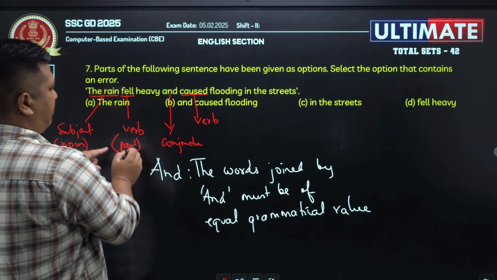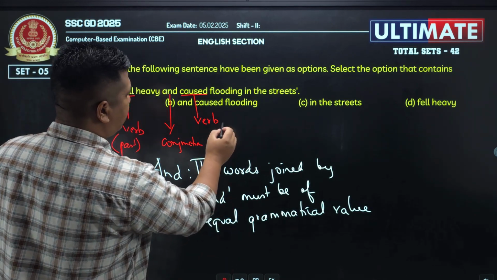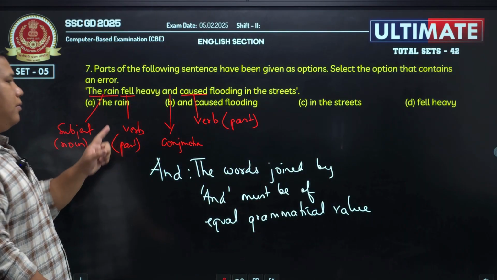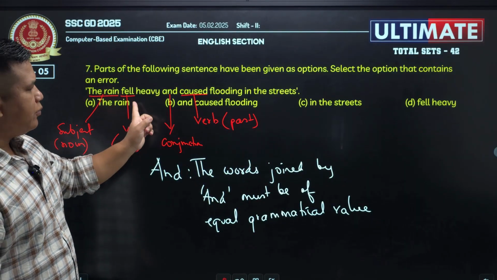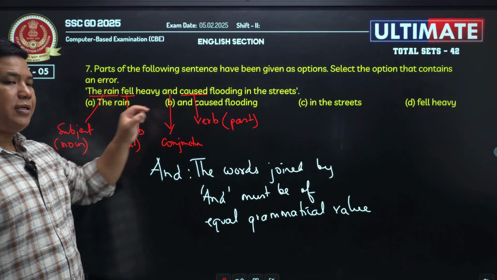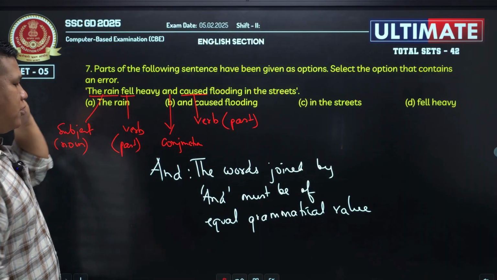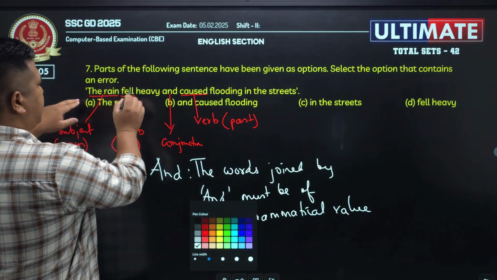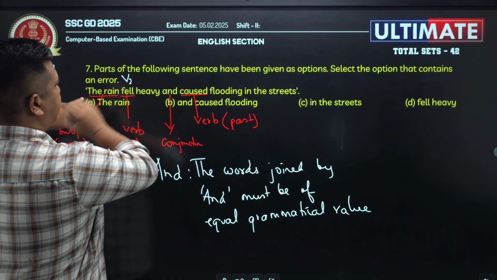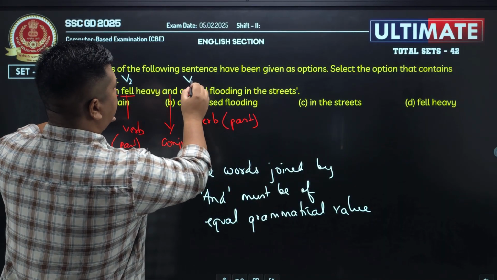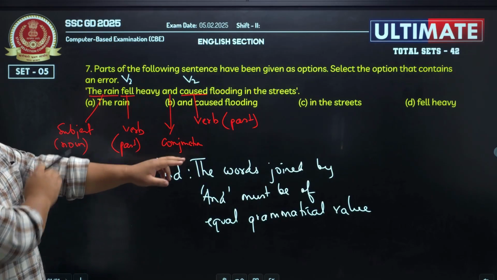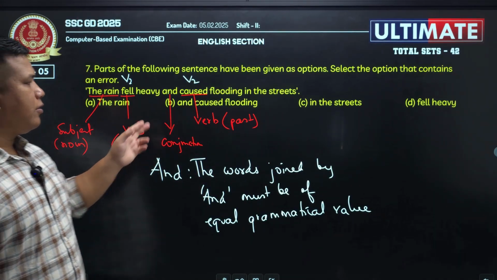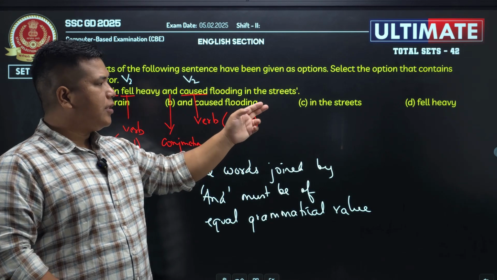So the rain fell, past tense. That means this verb will also be past tense. Two verbs joined by and, so both are past tense. Subject plus fell, second form of the verb, and caused, second form of the verb. V2 and V2. What did it cause? It caused flooding in the streets.